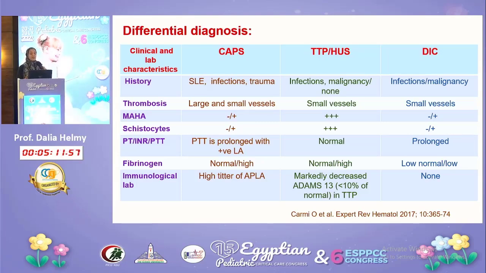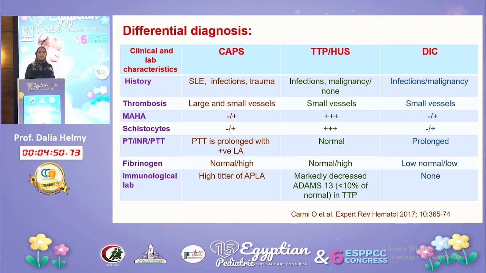Fibrinogen, as an acute phase reactant, is normal or high in CAPS and TTP, however it is low-normal or low in DIC. Immunological labs, as we can see: antiphospholipid antibodies are characteristically high titer in CAPS, while in TTP we'll find ADAMTS13 deficiency, less than 10% of normal.